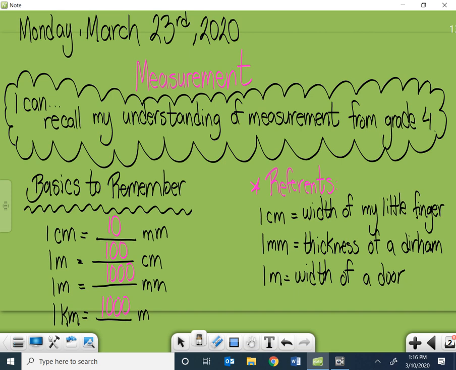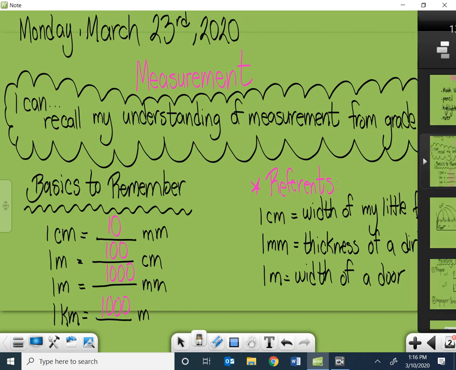Now pause the video and make sure you've got this all written down before we move forward. Make sure your date is there, your title, and your I can statement highlighted, please and thank you. Then your basics, and then some reference. You might want to highlight some things. I've put the numbers and the title of references in a different color. Okay, and we're moving on.